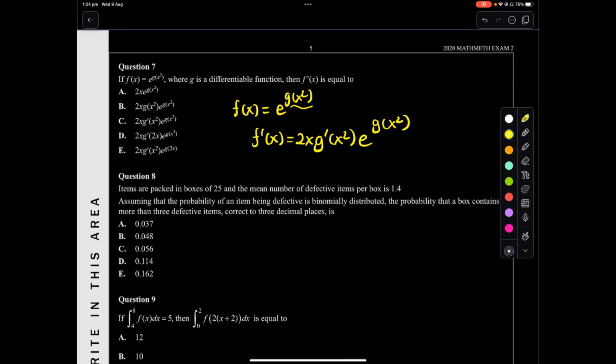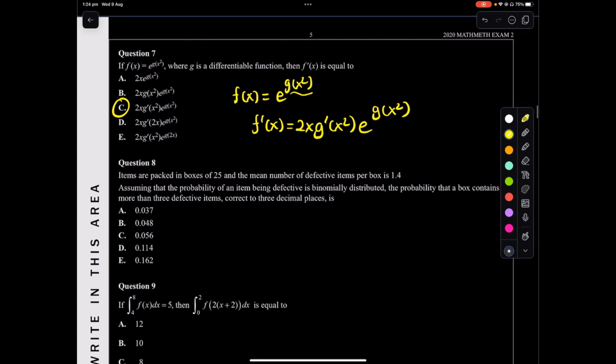So which one looks like this? 2x g dash x squared e to the g of x squared looks like C is your answer. Is that true? Yep, looks right.